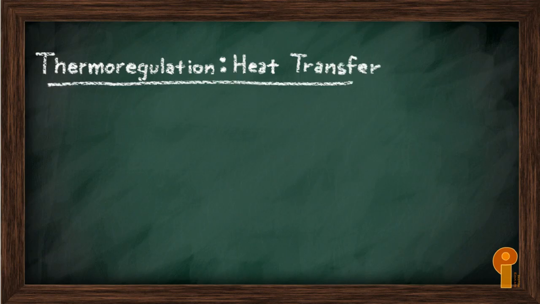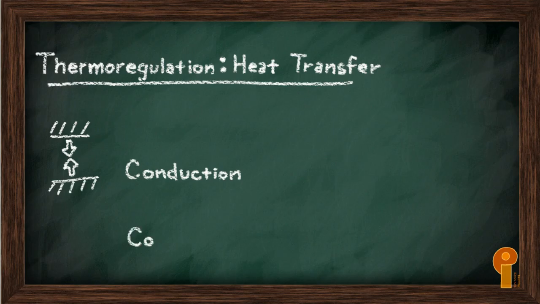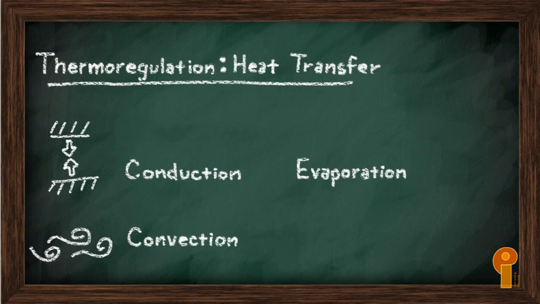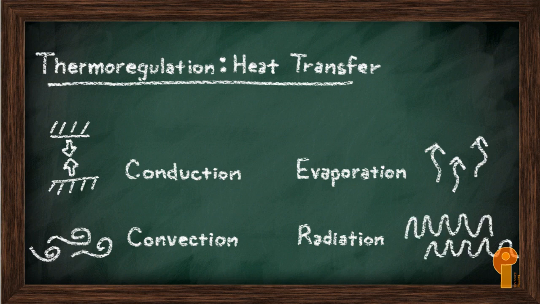So today, we're going to be talking about thermoregulation. Thermoregulation is important for organisms to maintain their ideal body temperature. This regulation is conducted through heat transfer. Heat is transferred in 4 different ways. You have conduction, which is the touching of 2 objects, convection, which is fluid movement, evaporation, where liquids phase change to gases, and radiation, which involves electromagnetic waves.